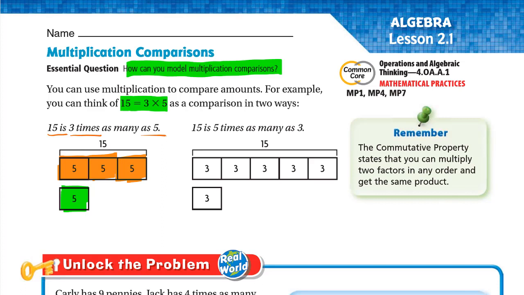Or you can think of it as 15 is 5 times as many as 3. So here we have the 3. And then we will have 5 of that 3. So 3, 3, 3, 3, 3. So 15 is 5 times as many as 3.